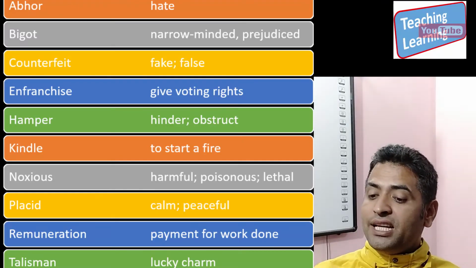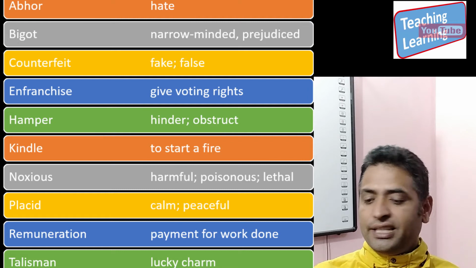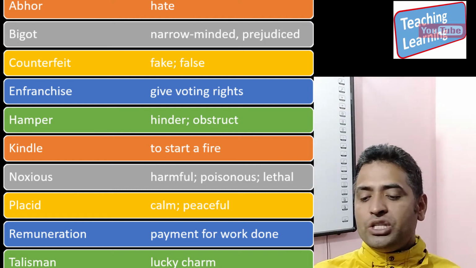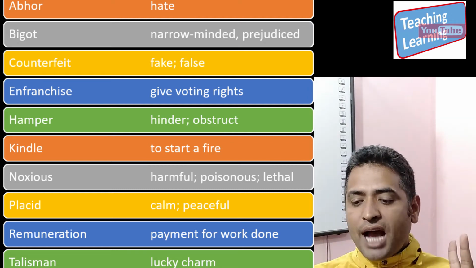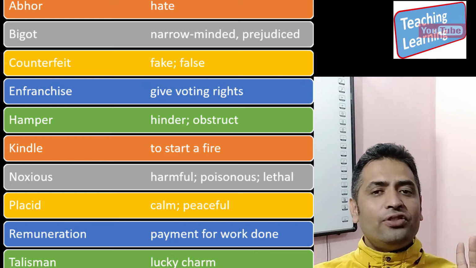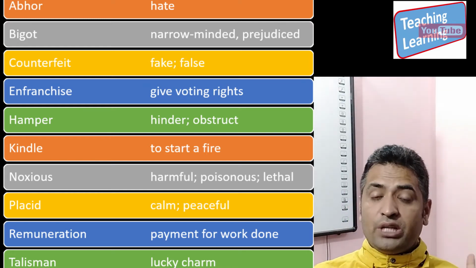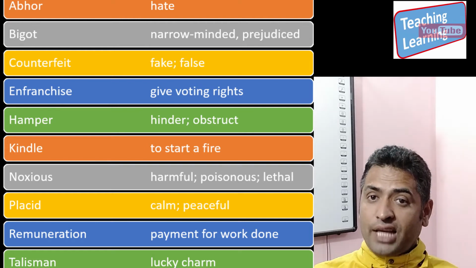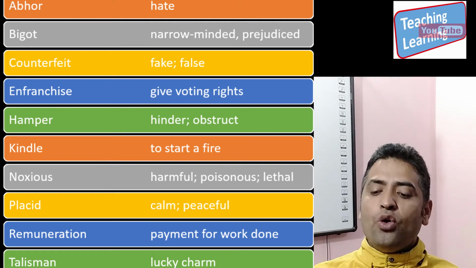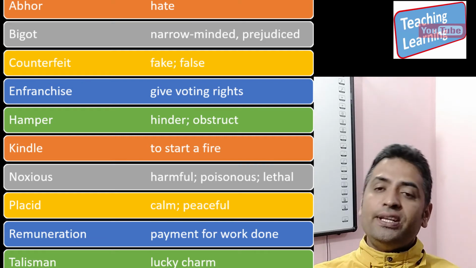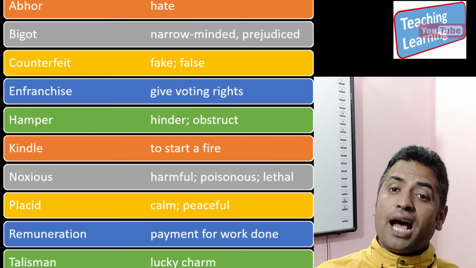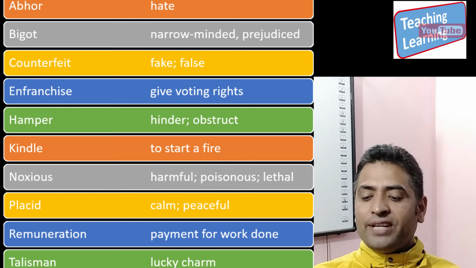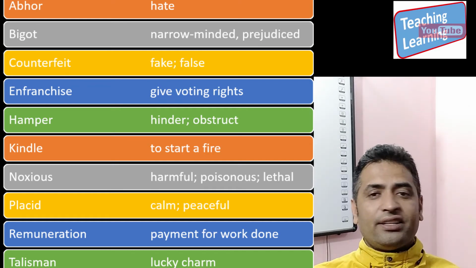ABHOR. What is the pronunciation? It's your job to find out. The meaning of this is hate, H-A-T-E. Number second, B-I-G-O-T. The meaning of this word is a narrow-minded, prejudiced person. And number 3 is C-O-U-N-T-E-R-F-E-I-T. The meaning of it is fake, false.